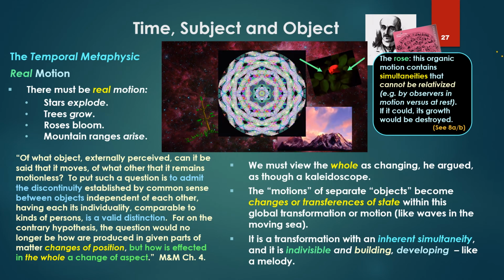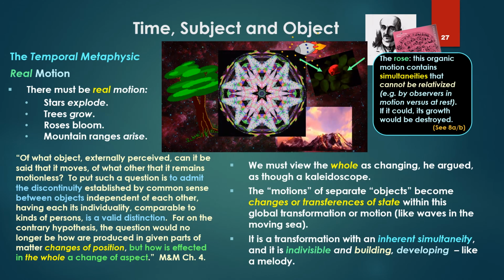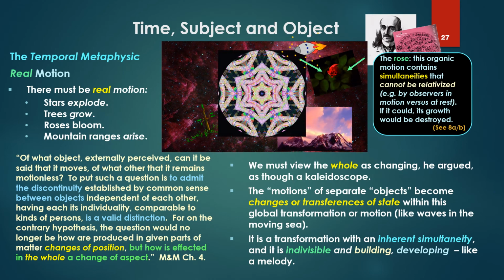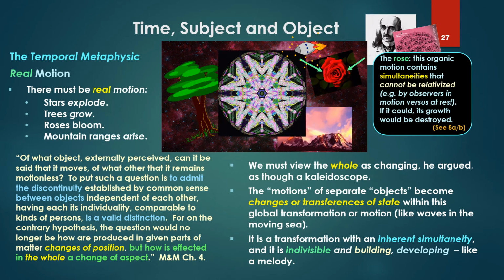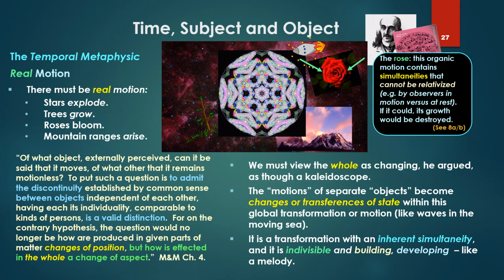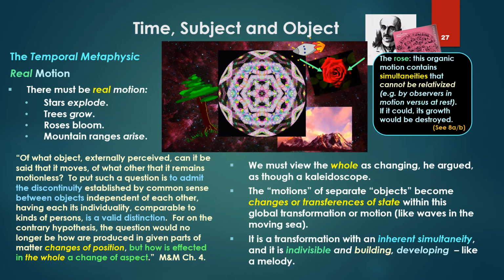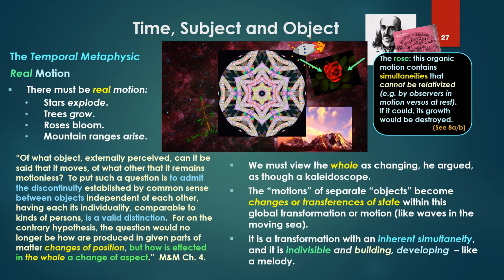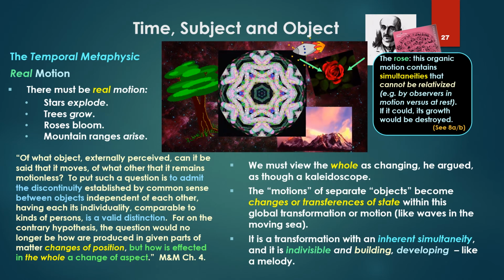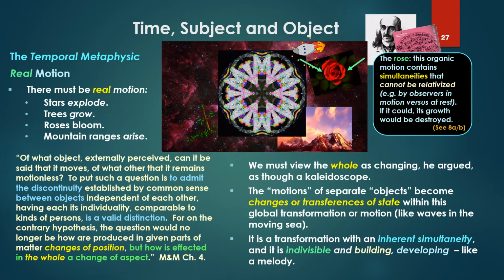For example, by some observer going by and claiming that he's stationary and somebody standing right next to the rose is in motion, and therefore that they're not simultaneous. But if that were true, the growth would be destroyed. You cannot simply relativize points of growth within a rose or a tree or whatever and not think you're destroying the whole growth pattern. In other words, these are simultaneities that cannot be relativized. In other words, it completely undermines the actual notion of relativity.